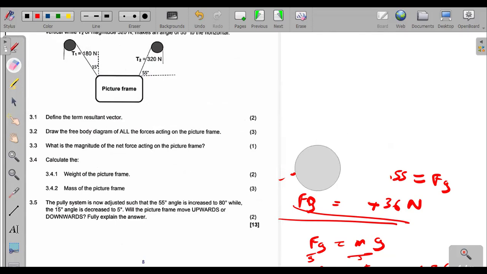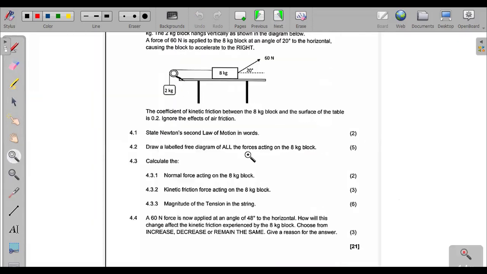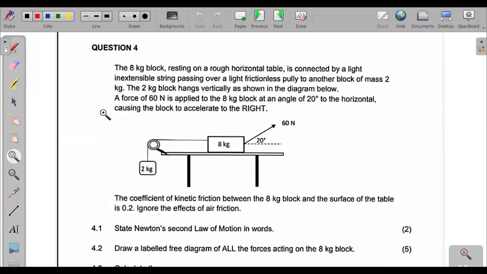Okay, let's go to the next question. The next question is saying the 8 kg block resting on a rough horizontal surface is connected by a light inextensible string passing over a light frictionless pulley to another block of mass 2 kg.